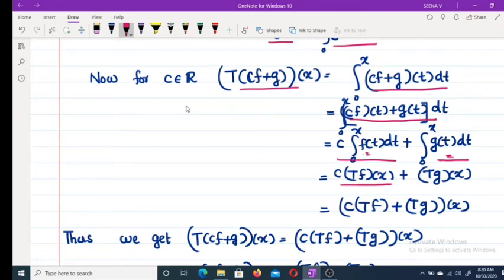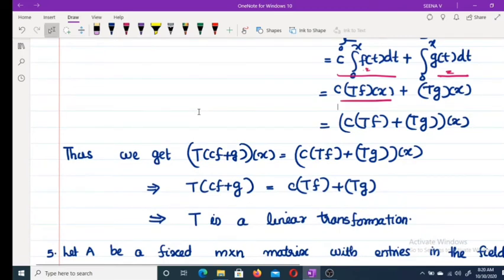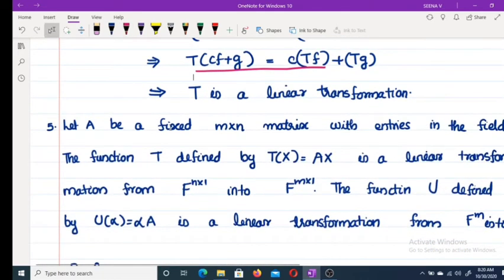you get this. Now this is equal to C Tf plus Tg of x, thus we get T of Cf plus g of x equal to C Tf plus Tg of x. This implies T of Cf plus g equal to C Tf plus Tg. This implies T is a linear transformation.